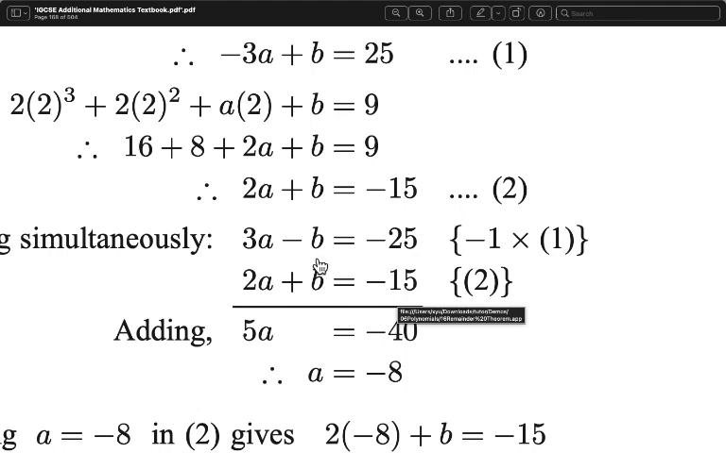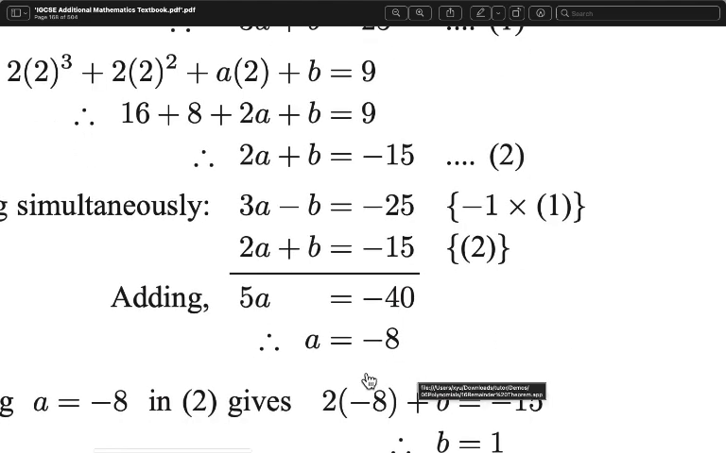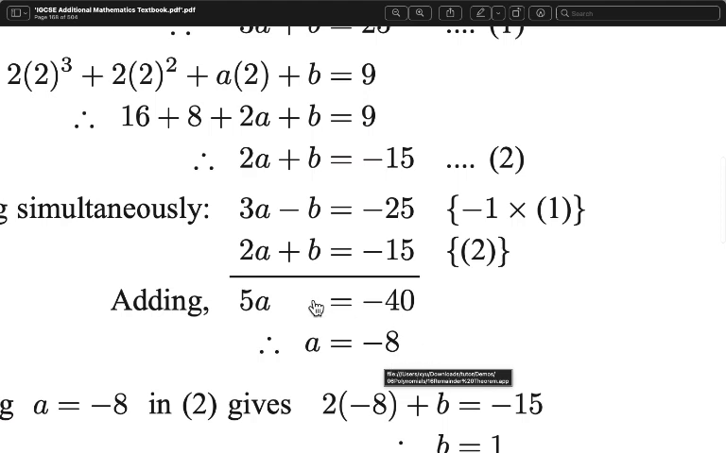Negative b plus b is going to be no b anymore. And 3a plus 2a is going to be 5a. 5a is going to be negative 40. A is going to be negative 8. Negative 8. You input negative 8 into the equation. Negative 8 times 2 is negative 16. So b is going to equal 1.